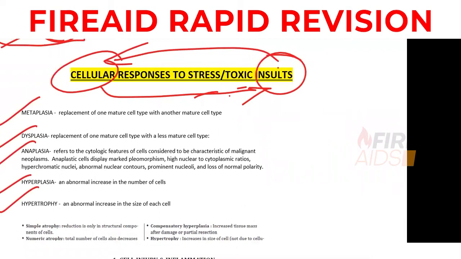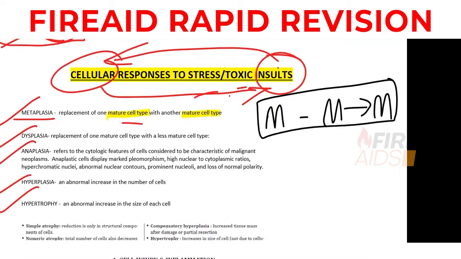The first one is metaplasia. This means replacement of one mature cell type with another. The key word here is mature cell type. One mature cell type with another mature cell type. So metaplasia is mature to mature. Triple M is the mnemonic I want you to remember here. Metaplasia is mature to mature. This is an important MCQ.